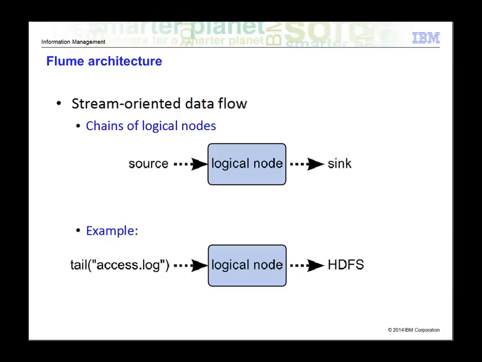In Flume, you create data flows by building up chains of logical nodes and connecting them to sources and sinks. For example, say you wish to move data from an Apache access log into HDFS. You create a source by tailing the access log and use a logical node to route this data to an HDFS sink.